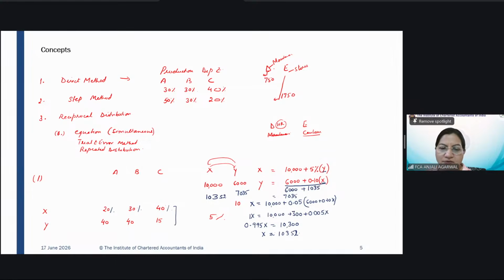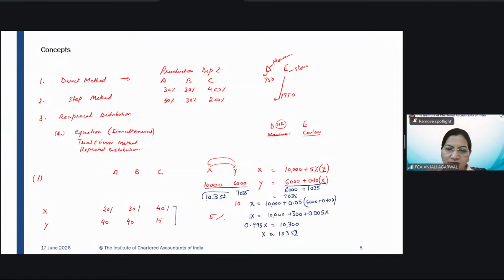Remember, do not distribute 10,352 in the ratio of 20, 30, 40, that is 2 is to 3 is to 4, or 7,035 in the ratio of 40 is to 40 is to 15. Don't do that. In that way, you will end up allocating the entire cost to these three only. But the entire cost is only 16,000. It is not 17,387. So 10,000 plus 6,000, ultimately 16,000 is to be distributed.